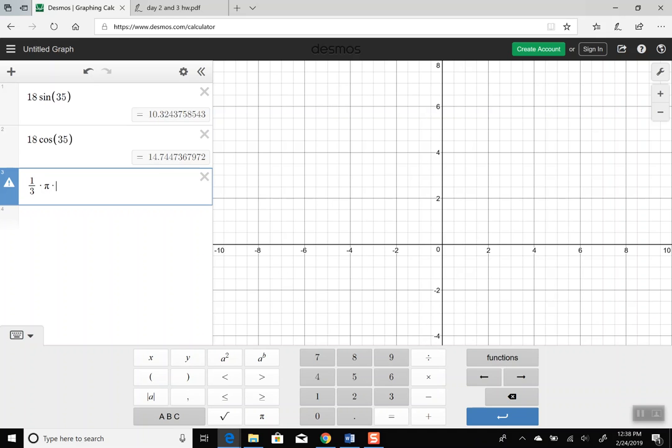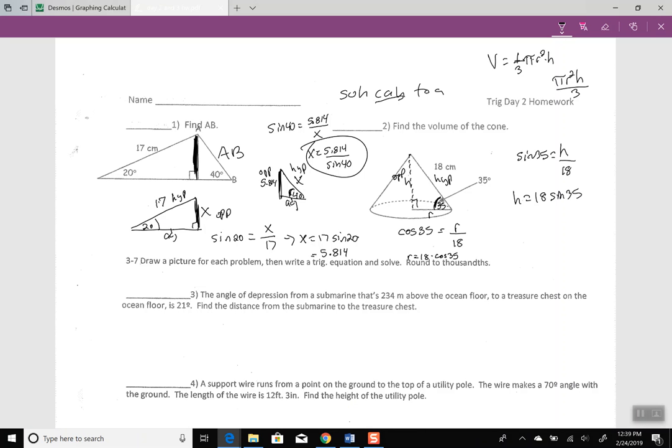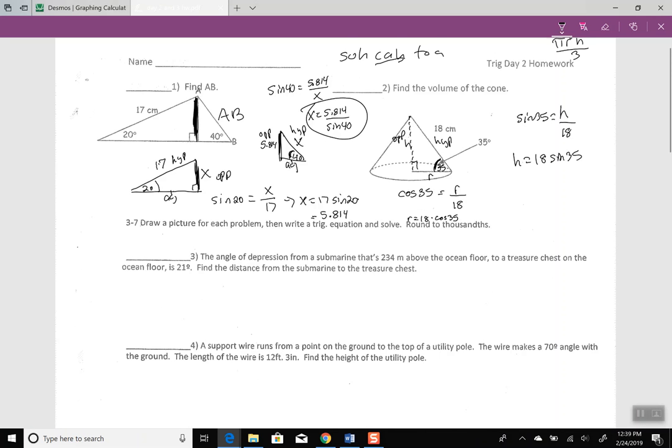So 14.745. And then remember that we're doing squared, so square that value, times the height, which was 10.324. And so you end up with 2350.532 centimeters cubed. All right.